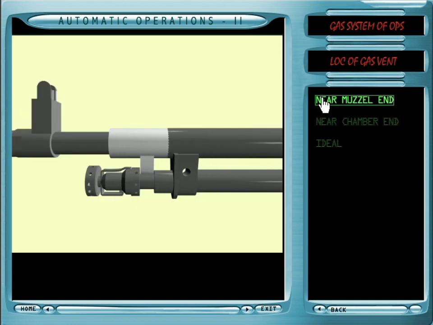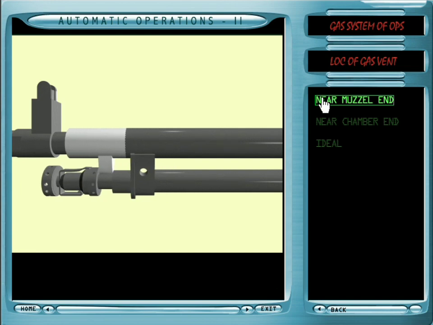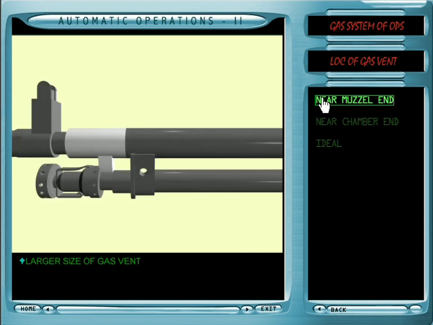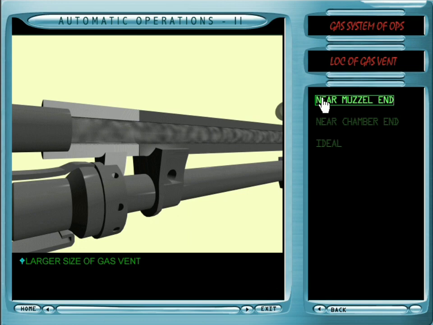Location of gas vent near the muzzle end. Once the gas vent is located near the muzzle end, low pressure gases will require a larger volume to be tapped to carry out the required task. The size of the gas vent will have to be thus big. Also, at the muzzle end, the gases start to resublime into solid carbon particles. This will cause excessive fouling and stoppages in the weapon.